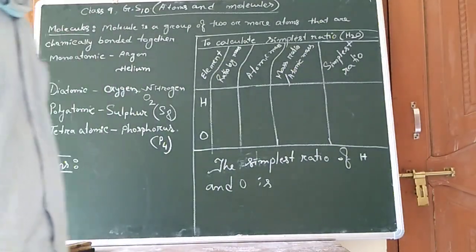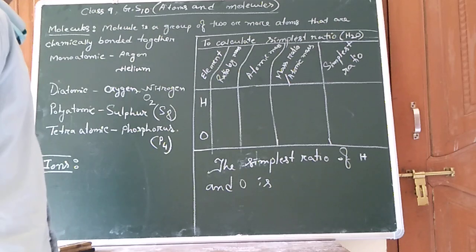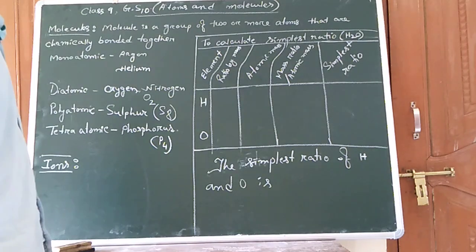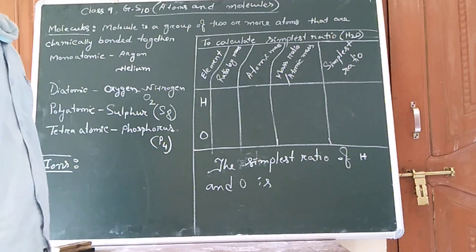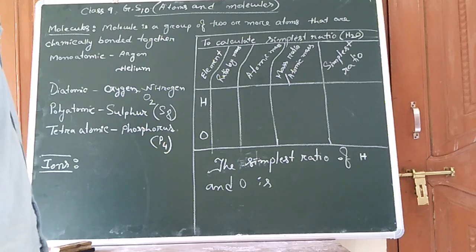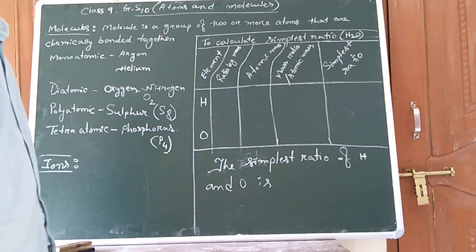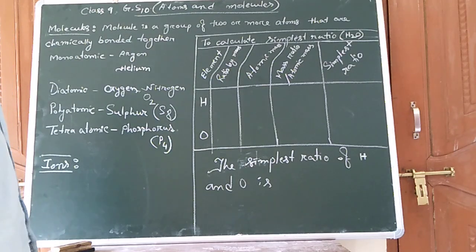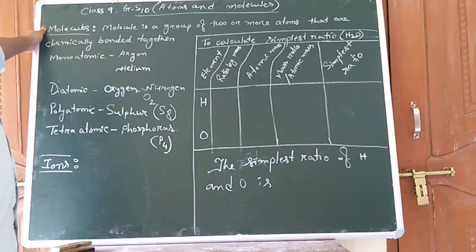Students, in our last video we discussed atoms in this chapter, atoms and molecules. What are atoms? And we discussed Dalton's atomic theory, including two laws: the law of conservation of mass and the law of constant proportion. Now we are going to discuss molecules. What are molecules?